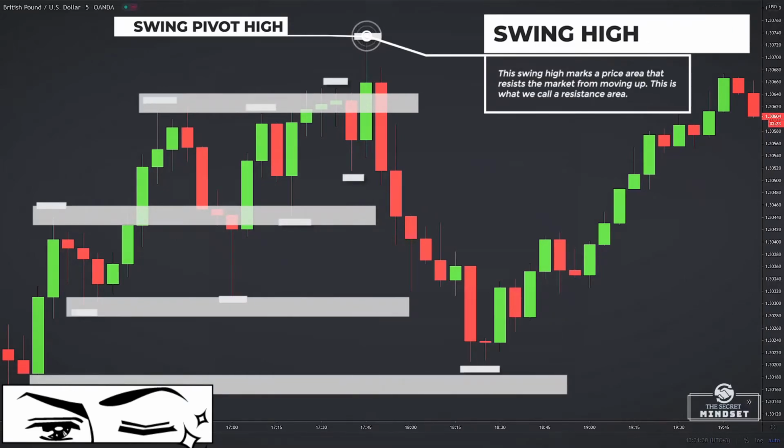Hence, when the price moved close to or above a swing high, we must remember that traders saw no value in buying above that point previously. Assuming that most traders have not changed their opinions, prices are unlikely to move above the swing high. So the swing high marks a price area that resists the market from moving up. This is what we call a resistance area.